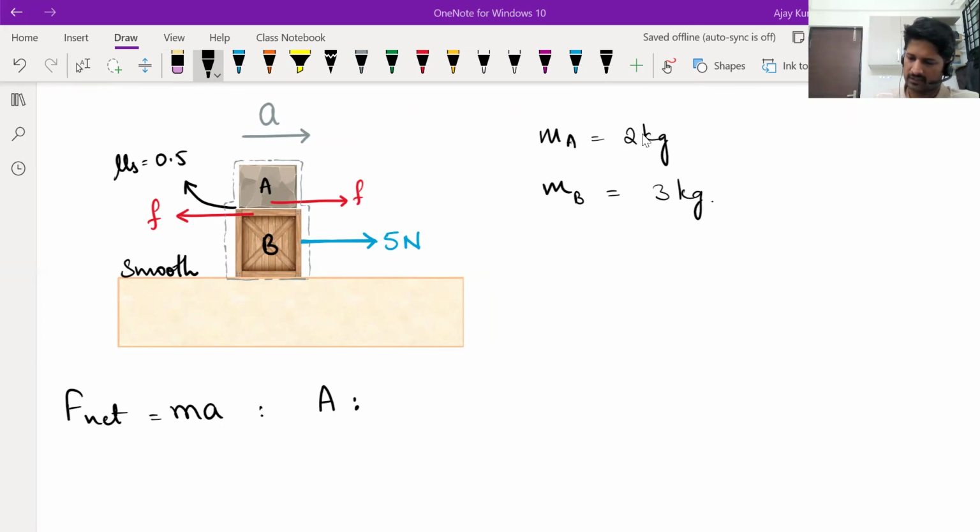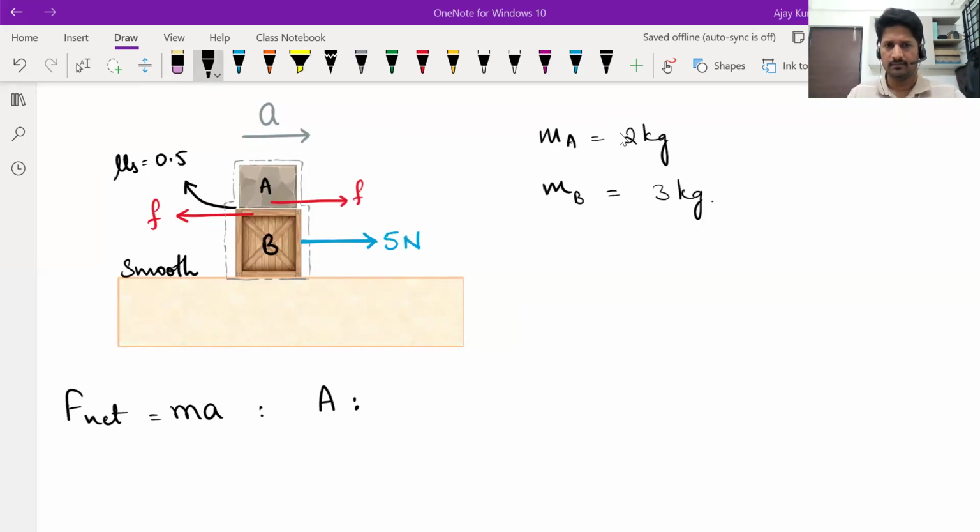No response. Okay, Saket, you tell. Sir, F net will be 0. Friction is acting on it. Why will net force be 0? I told you they are going to accelerate together. Yes, sir. Only for block A, sir. Only for block A. Yes. Tell the equation for block A.